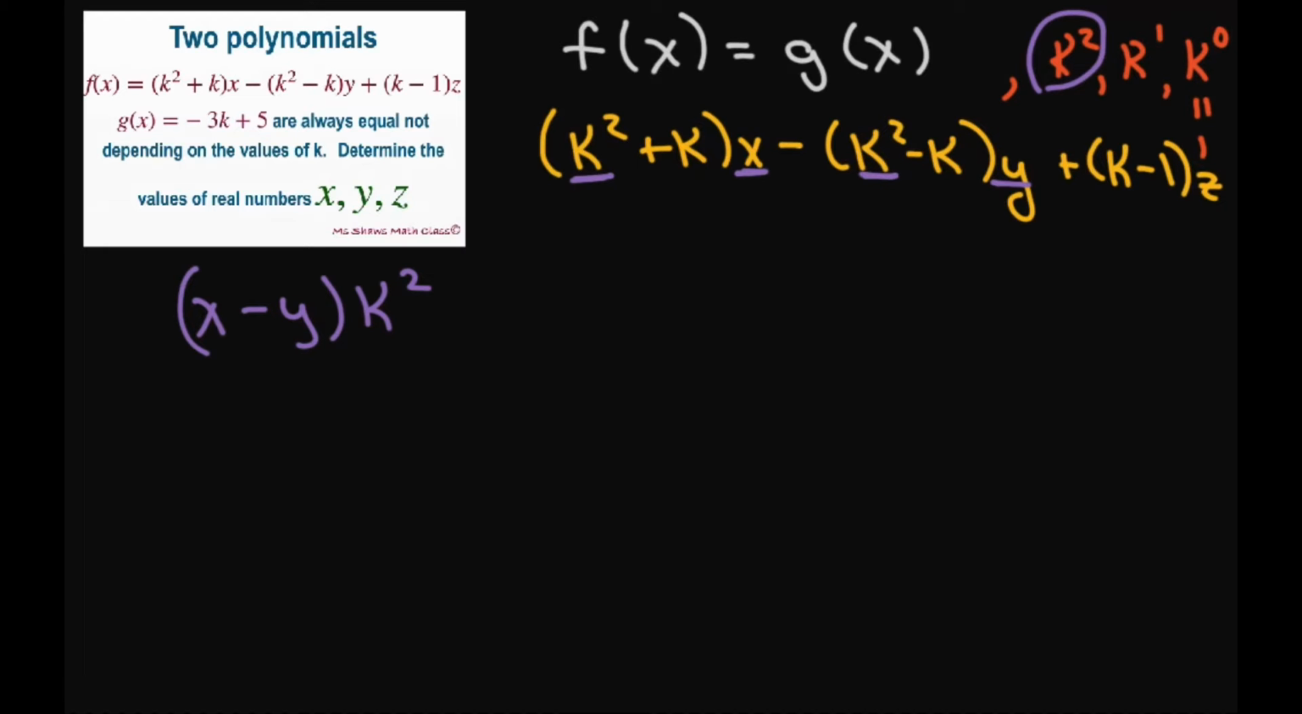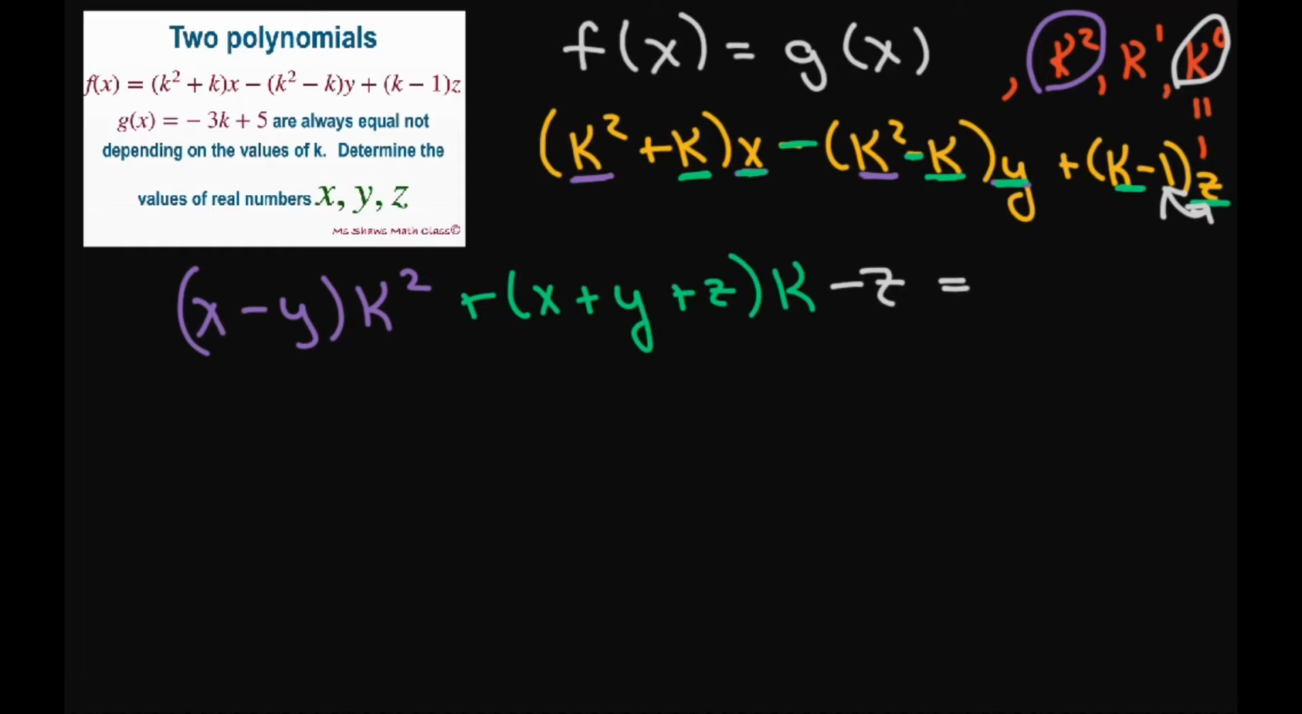Now let's look at the k terms. We have k times x, so that's plus x. We have k times y, and that's minus a negative, so that's plus y. Then we have k times z, so that's plus z. And for the k to the power of 0 part, that's just your constant, and we only have one there, which is minus z. Then we set it equal to g of x, which is negative 3k plus 5.